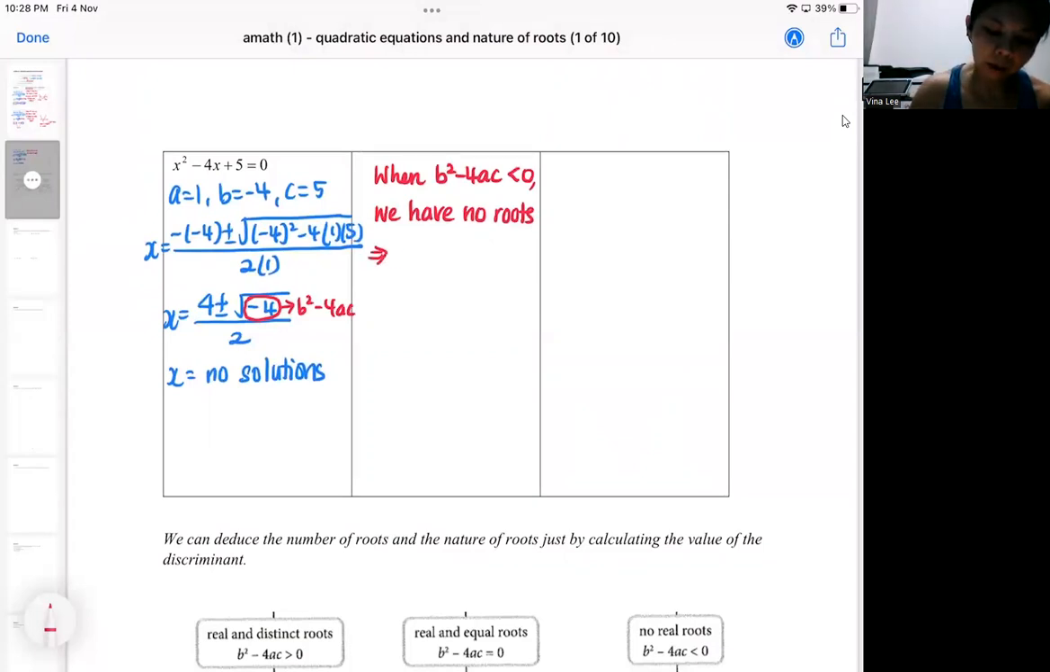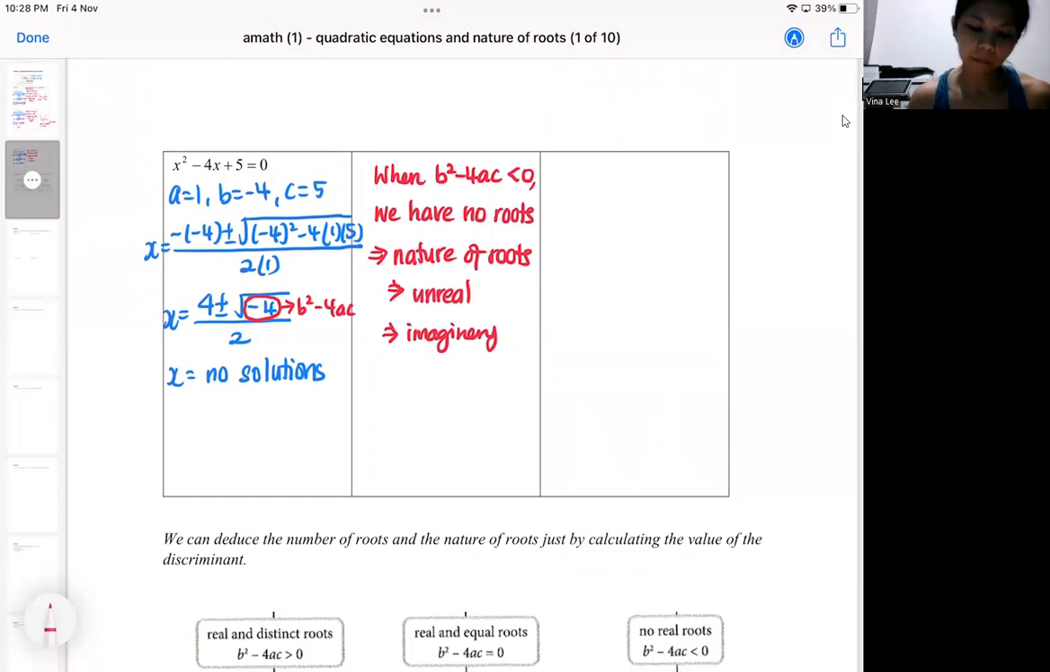So in this case, we will describe the nature as unreal roots. So when you don't have roots, we can call it unreal, or we can call it imaginary, or there can be other words, or sometimes we'll just say no real roots.